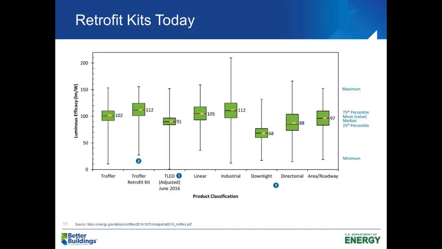The plot also compares the troffer and retrofit kits to other product types, including TLEDs and linear and industrial fixtures. The latter two represent product types into which some of the retrofit kits we're targeting with the specification may be used. As can be seen, the average efficacy for those types of fixtures is on par with troffers and troffer retrofit kits. Though it can be observed that some industrial fixtures can have a very high efficacy exceeding 200 lumens per watt, the top part of that whisker.